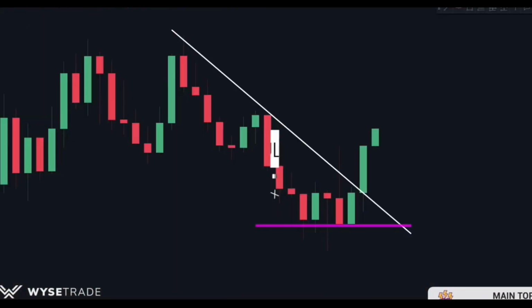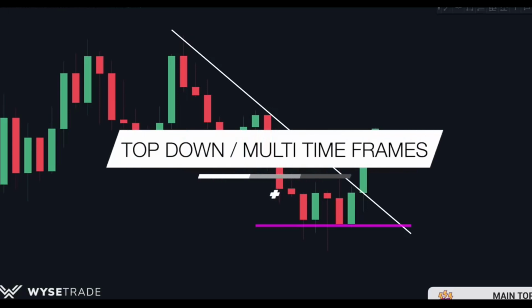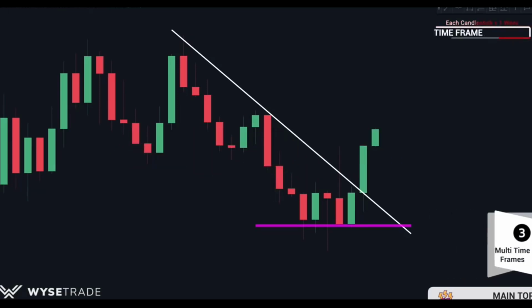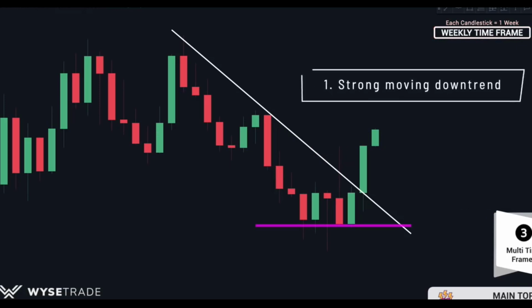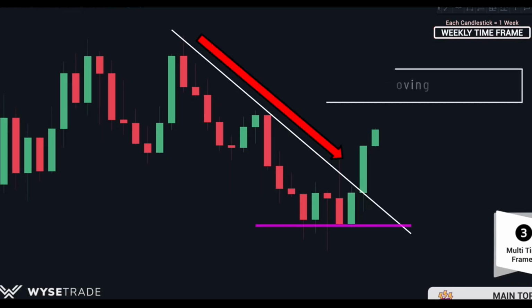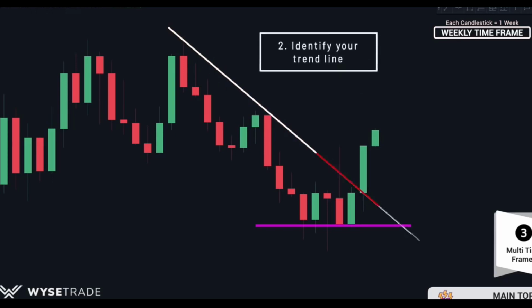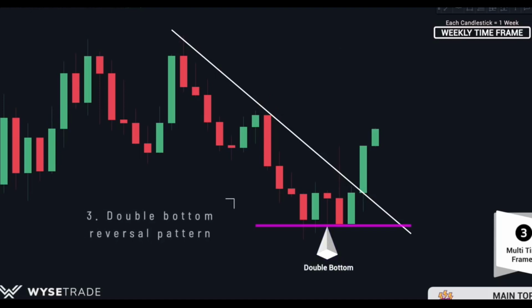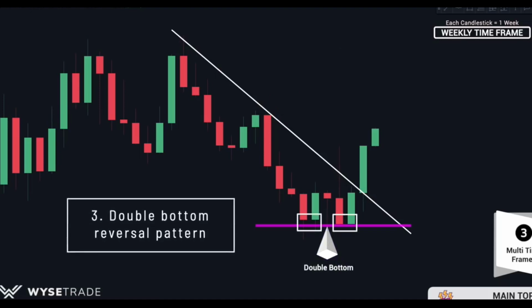So let's take this one step further and add in multi-timeframe analysis to this concept. Here on the weekly timeframe, what you would have first identified is that this was a moving downtrend. You then identified your trend line through these 2 points here. You would have then identified this double bottom through these 2 points here.